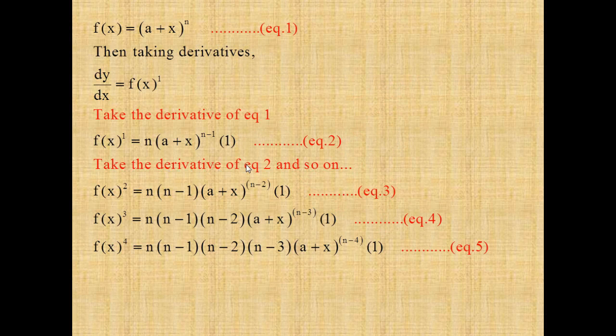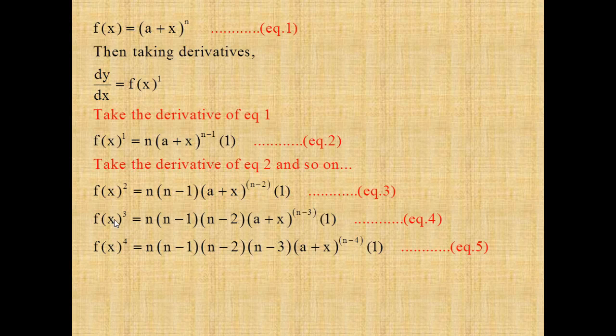Now we're going to take the second derivative of equation 2. The second derivative is f of x, second derivative 2. That's not the power 2, that just means the second derivative. That's equal to n minus 1 times n, times a plus x raised to the power of n minus 1 minus 1, which gives us minus 2.